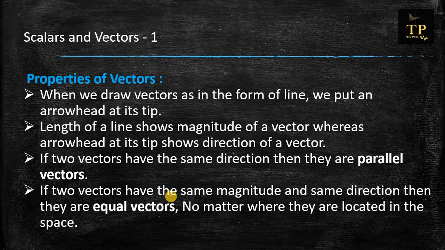Now let us see some properties. When we draw vectors in the form of a line, we put an arrowhead at its tip. The length of the line shows magnitude and the tip shows what? Direction. If two vectors have the same direction, then they are parallel vectors. So vectors having the same direction will be parallel vectors. Got it? And if two vectors have the same magnitude and same direction both, then they will be called equal vectors.